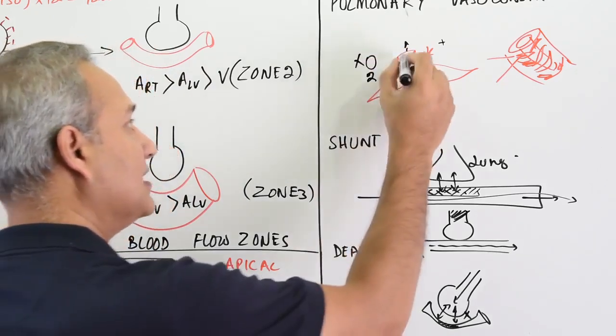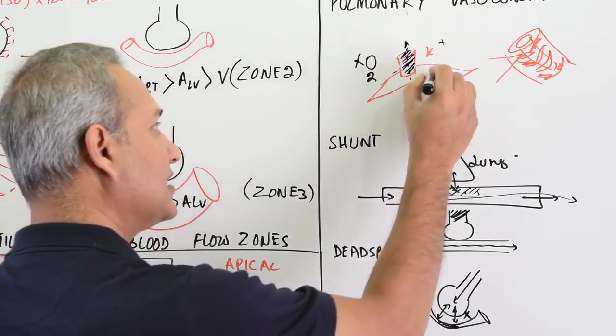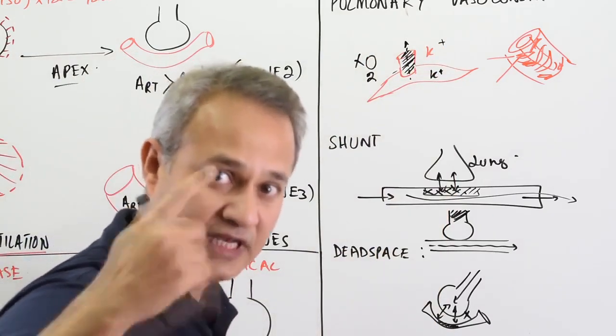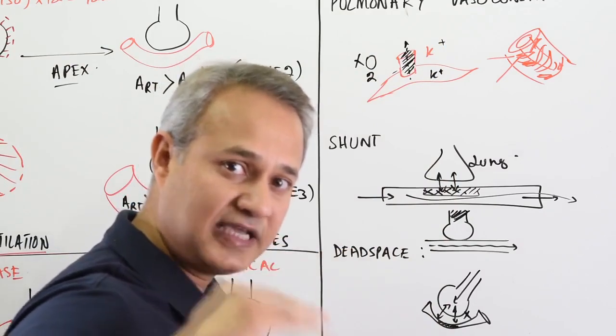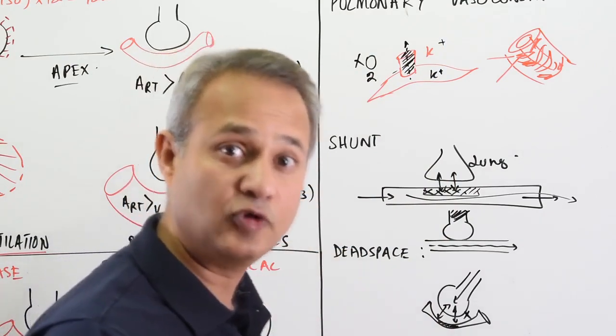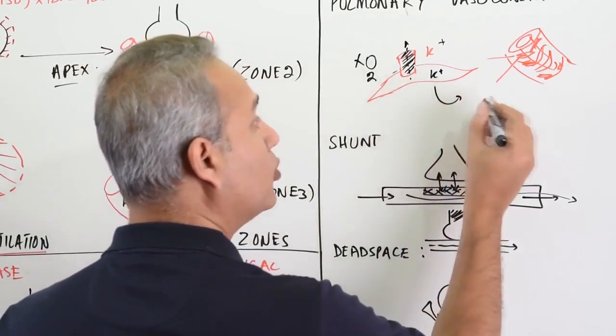End result is there is no oxygen here. If that happens, then this channel closes down. When this channel closes down, potassium gets stuck in. Positive staying in, remember potassium normally leaks out. When the positive starts staying in, that increases the cell's positivity and the cell depolarizes.